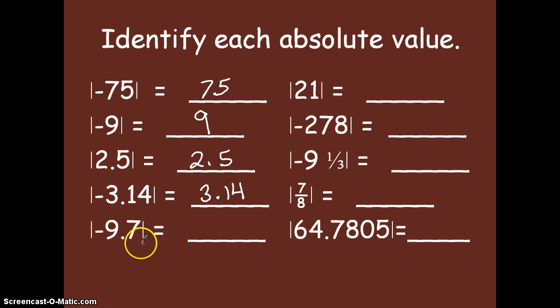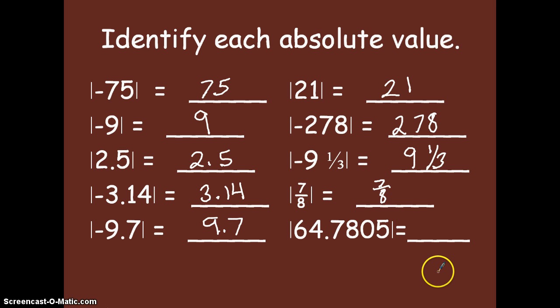The absolute value of negative 9.7 is 9.7. The absolute value of 21, 21. The absolute value of negative 278 is 278. The absolute value of negative 9 1/3 is 9 1/3. The absolute value of 7/8 is 7/8. And the absolute value of 64.7805 is simply 64.7805.